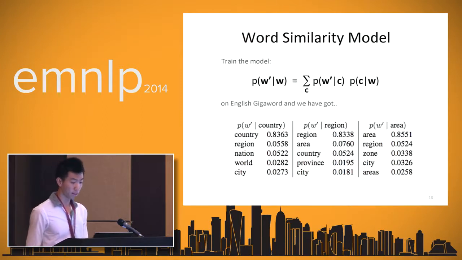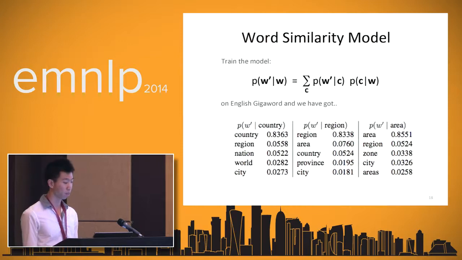On these slides, there are some examples of word similarity derived by our word similarity model trained on English Gigaword. We took the 5 most similar words W prime for each example. In this table, it's very interesting to see how similar those words are, and their similarity can be measured quantitatively. So the probabilities here are really normalized.